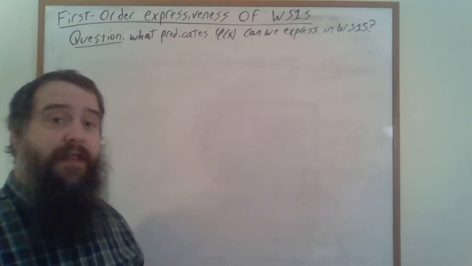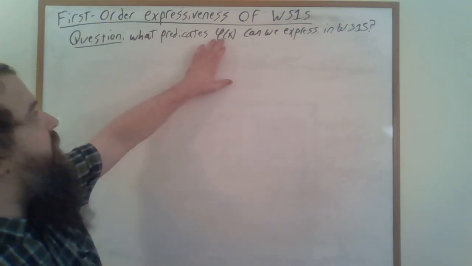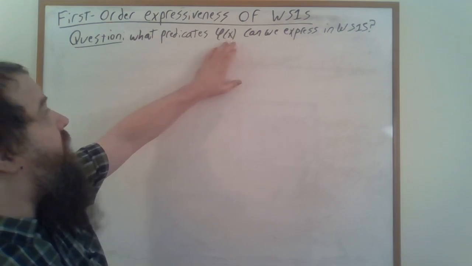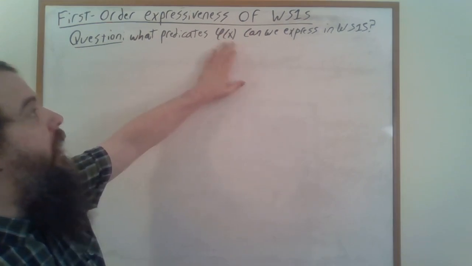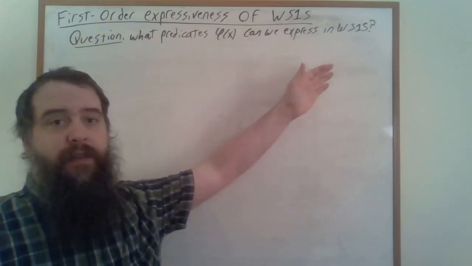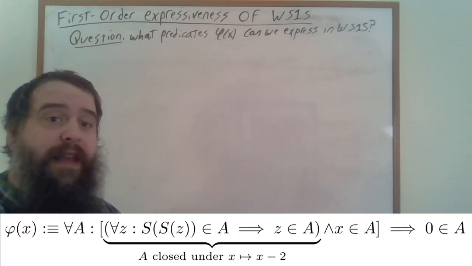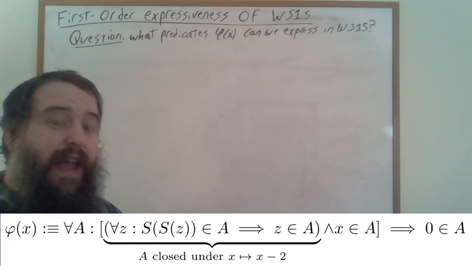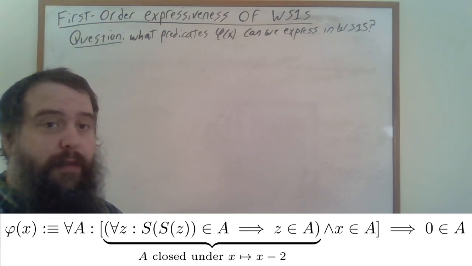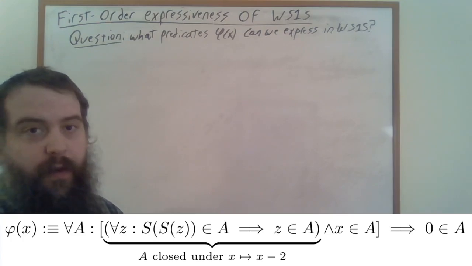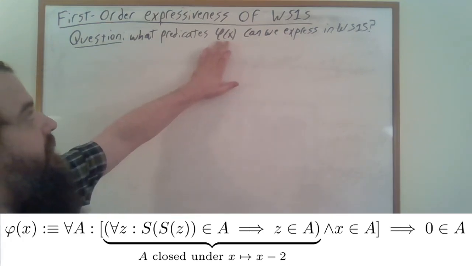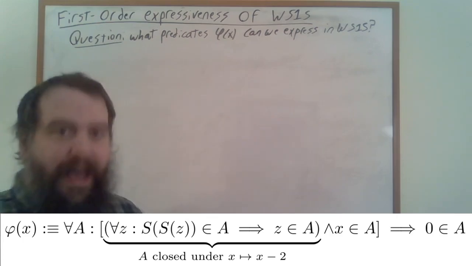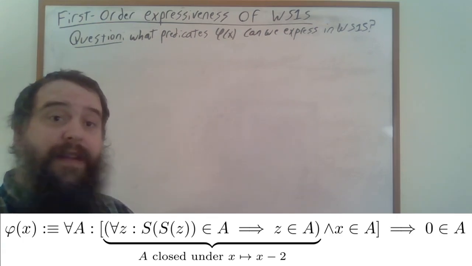I'll start with the simplest question. What sorts of predicates phi of x, so some sort of formula that just takes in one first-order element, can we express in weak S1S? So for instance, this includes our predicate that tells us whether or not a number is even. Notice that in this formula here, I am making use of the second-order variables. They're just not free variables, right? They're quantified over. They're not things that the predicate is saying anything about. They're just inside of the formula. This would be a very different question if we were restricted to not be able to use second-order variables at all.